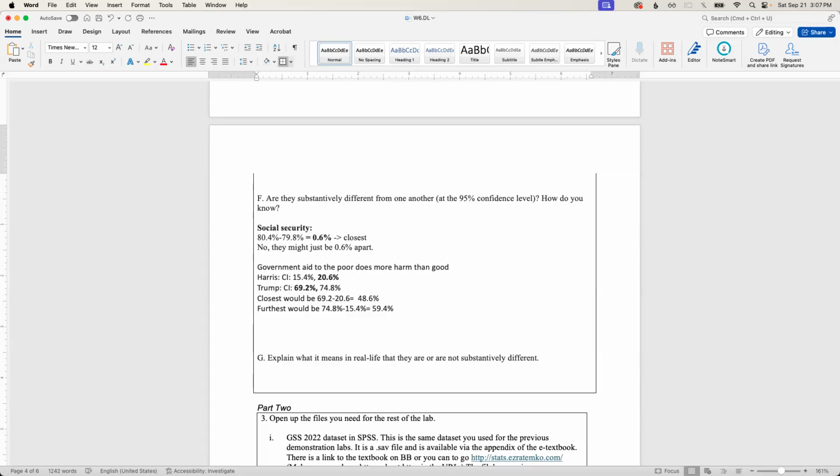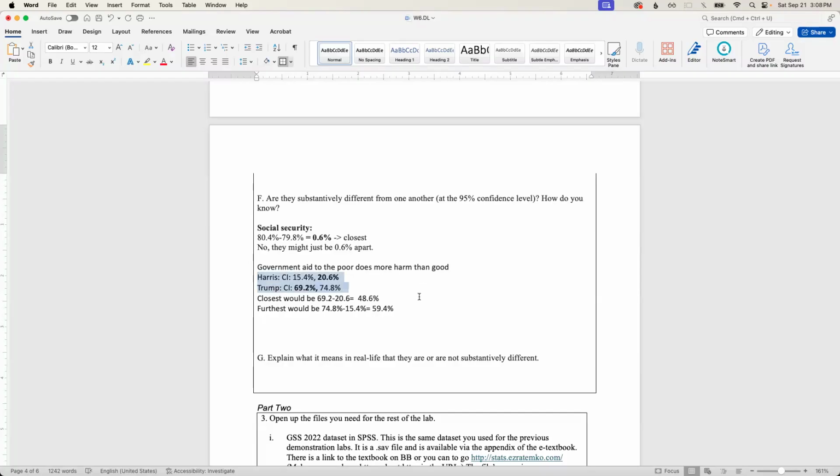If it's at least 5% or more, I'm going to generally say that it is substantively different. 5% might not seem like a lot, but that's 1 out of every 20 people. And if you think about the millions of Trump and Harris supporters in our country, that's a lot of people when you look at 5% of it. But 0.6% to me seems not that substantively different.